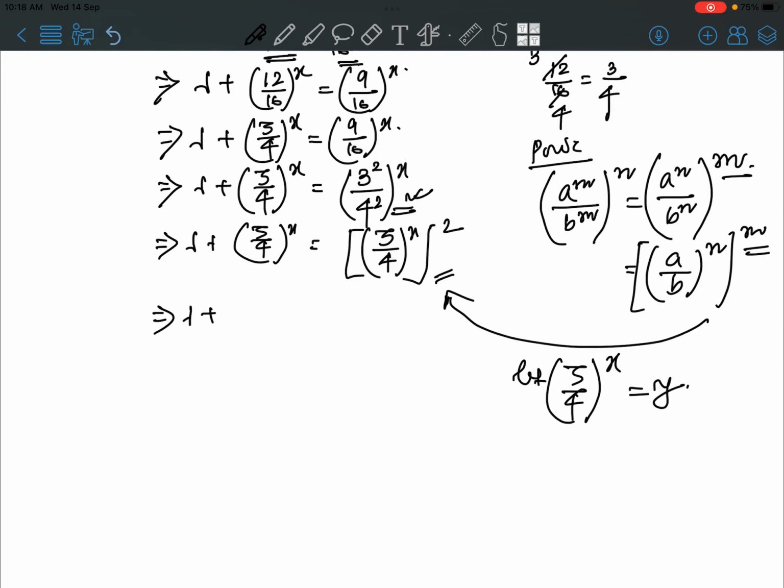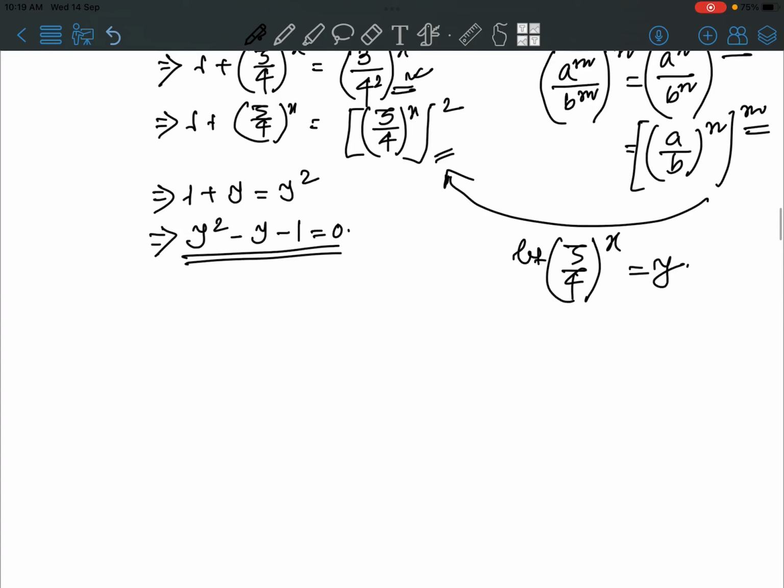Now 1 plus y equals y squared. Now rearrange it in descending order. So y squared minus y minus 1 equals 0. How are we going to solve it? Again, we are going to solve it by using the quadratic formula. So what is the quadratic formula?